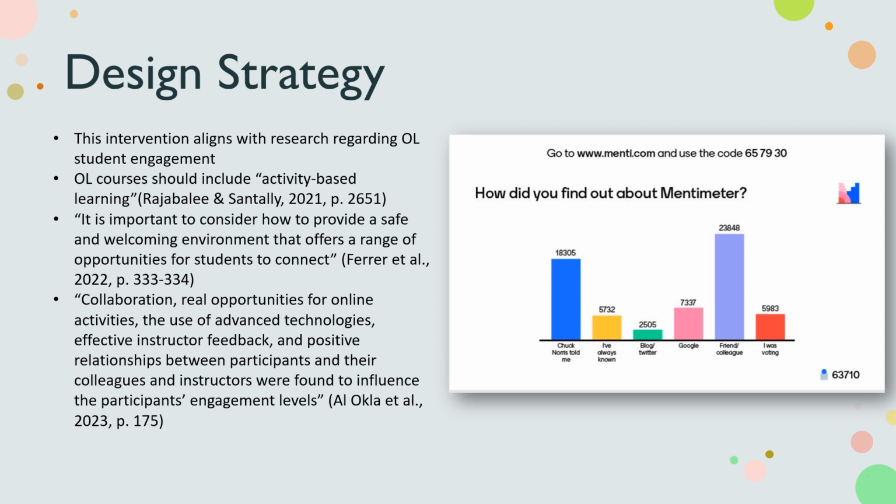So in examining various platforms and software out there, I found Mentimeter, which we can see a screenshot right here of one of the poll features. I believe it fits a number of these criteria, being activity-based, being engaging, being collaborative, and being accessible, right? And we're going to talk a little bit more about the other benefits of implementing Mentimeter in a moment.